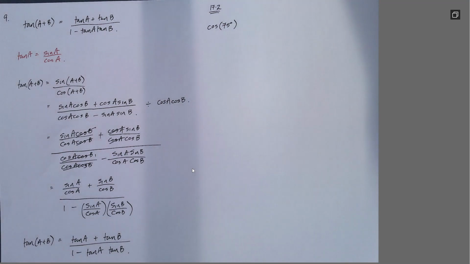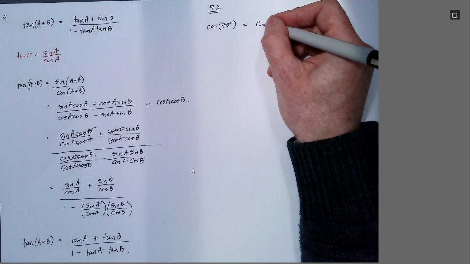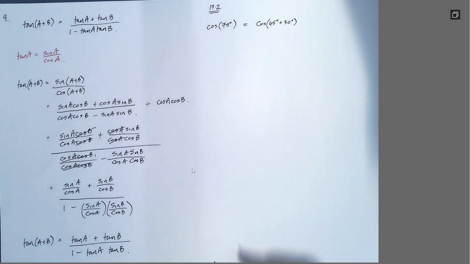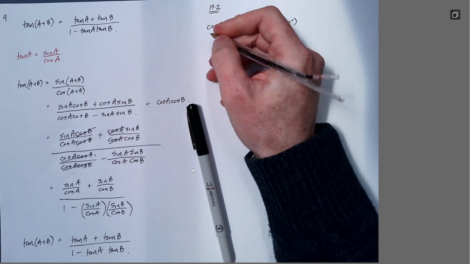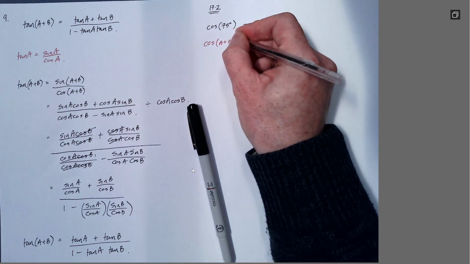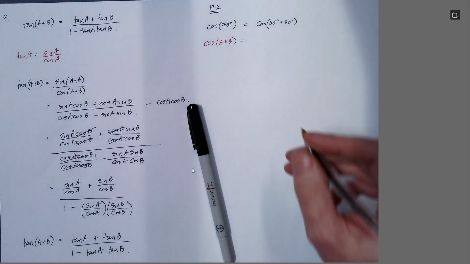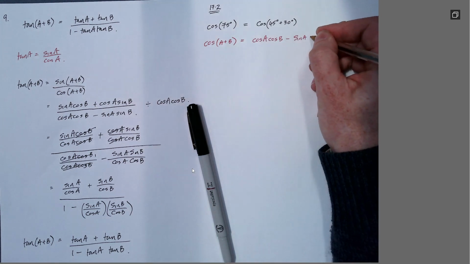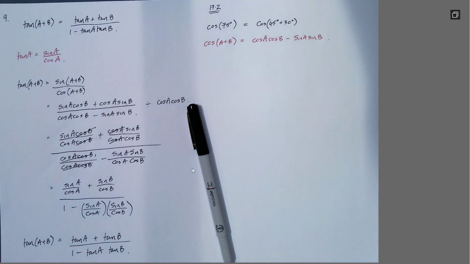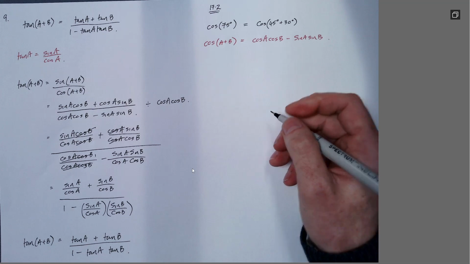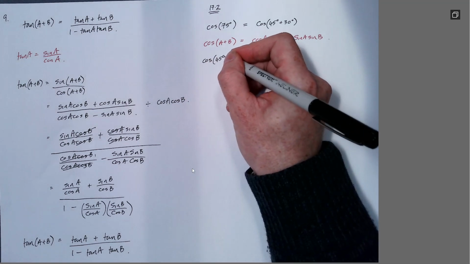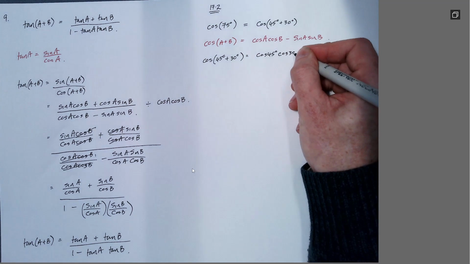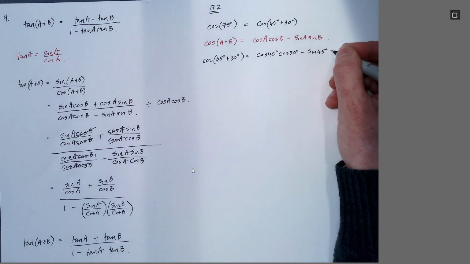So cos of 45 degrees plus 30 degrees. We remember the formula: cos of A plus B equals cos A cos B minus sin A sin B. So cos 45 degrees plus 30 degrees equals cos 45 degrees times cos 30 degrees minus sin 45 degrees times sin 30 degrees.